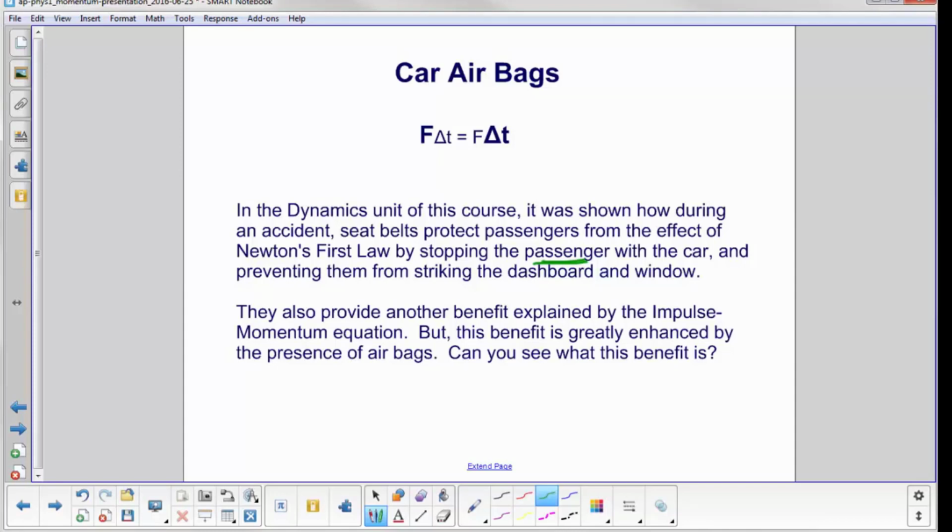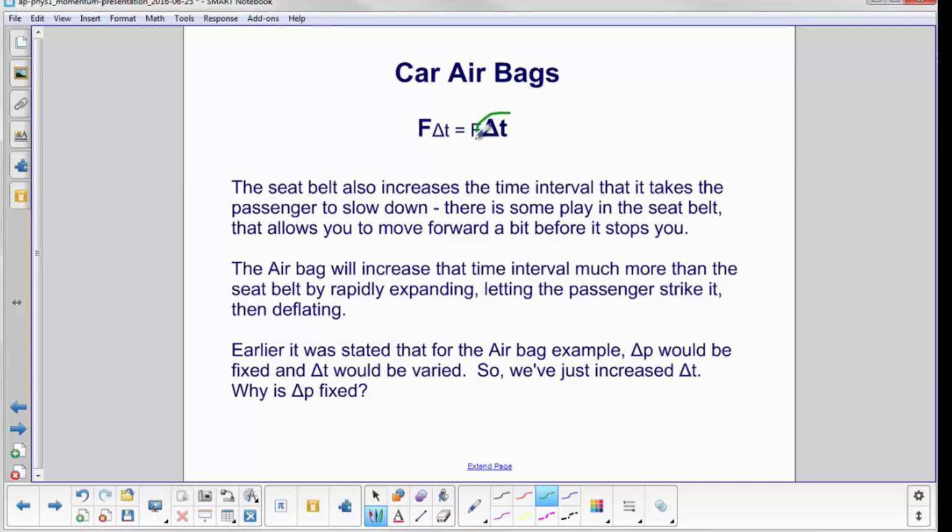Also, the seat belts provide another benefit explained by the impulse momentum equation. And this benefit is greatly enhanced by the presence of airbags. Can you see what this benefit is? Take a second before you go on to the next slide and see if you can figure it out. The time interval delta t. The seatbelt increases the time interval that it takes the passenger to slow down. You don't go flying forward and hit the glass.